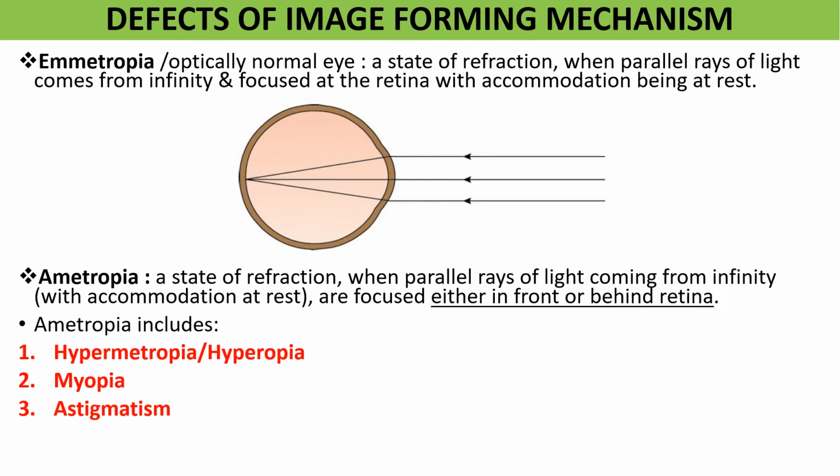Now, before I start discussing in detail about each one of them, you must be clear with the terms emmetropia and ametropia. Emmetropia is an optically normal eye, where the parallel rays of light coming from infinity enter the eye and get focused exactly on the retina, the accommodation being at rest. Whereas ametropia means a condition where the parallel rays of light either focus in front of the retina or behind it, the accommodation being at rest.